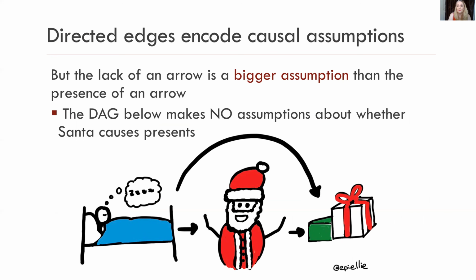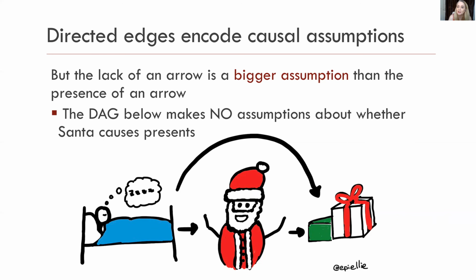So a couple of additional features of causal directed acyclic graphs that are important. And this is one that we've sort of hinted at, but directed edges encode causal assumptions. So what this means is that the lack of an arrow is a bigger assumption than the presence of an arrow. In the DAG here below, we're including arrows between sleeping and Santa, sleeping and presence, and Santa and presence.